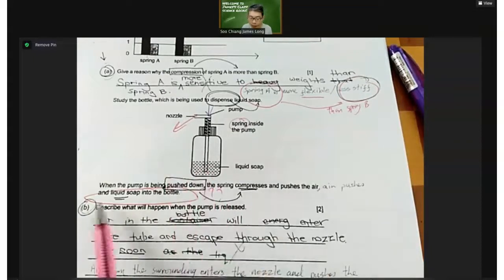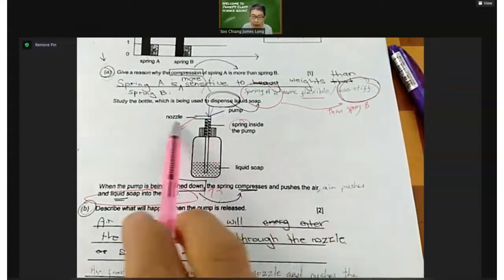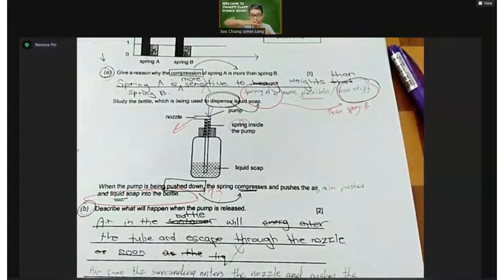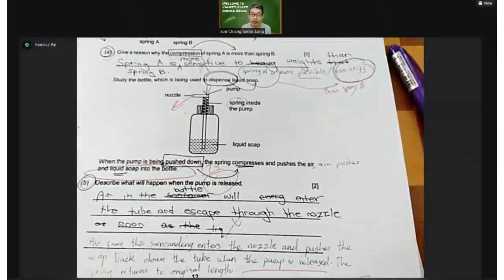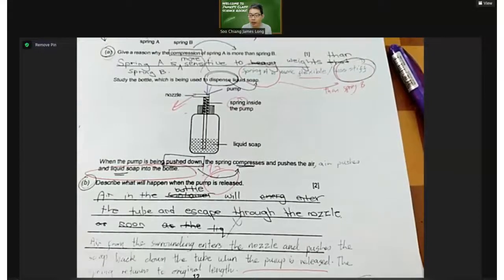So the way it's described here, when you press it down, nothing comes out from the nozzle. So you're going to remove the hand from the pump before liquid soap comes out. It doesn't work that way. Do you agree with me? Let me know in the comments below whether you agree with this explanation of why this question doesn't work, because it's not a realistic one.